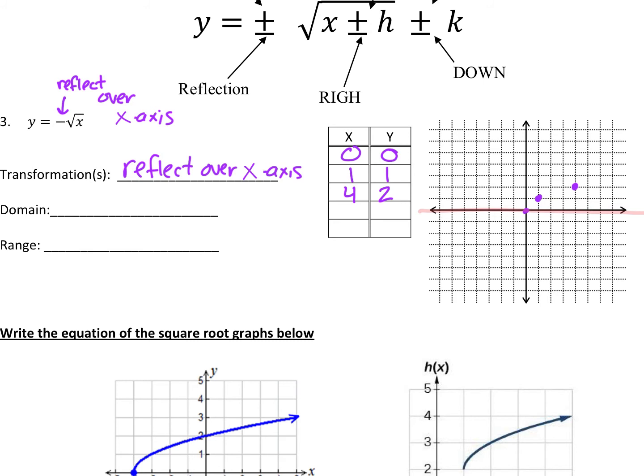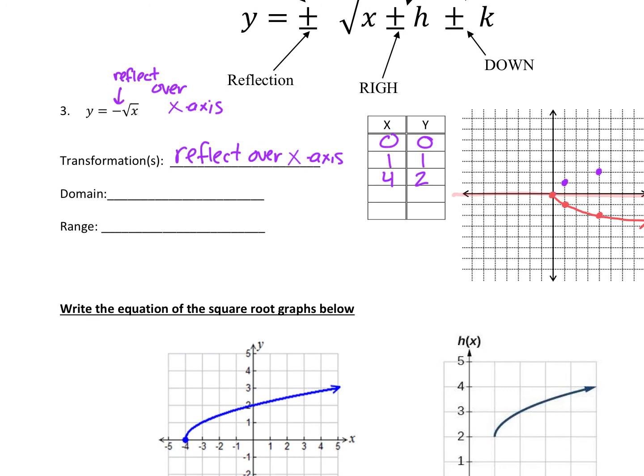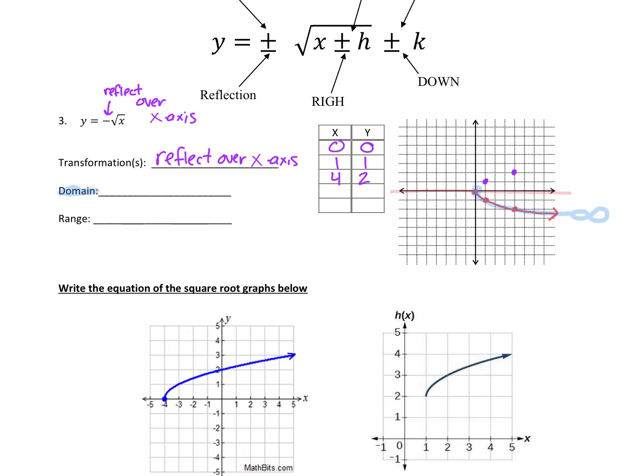So let's reflect them. (0, 0) is not going to reflect, so it's actually just going to stay. If I reflect this one over, it's going to end up here. And if I reflect this one over the axis, it's going to end up here. And so my graph will look like that. So what are the domain and range for this graph? Well, domain, it's still starting at 0, and then it's still going to the right, meaning it's going to positive infinity. So my domain is similar to the first graph we did, where it's going to be 0 to infinity.